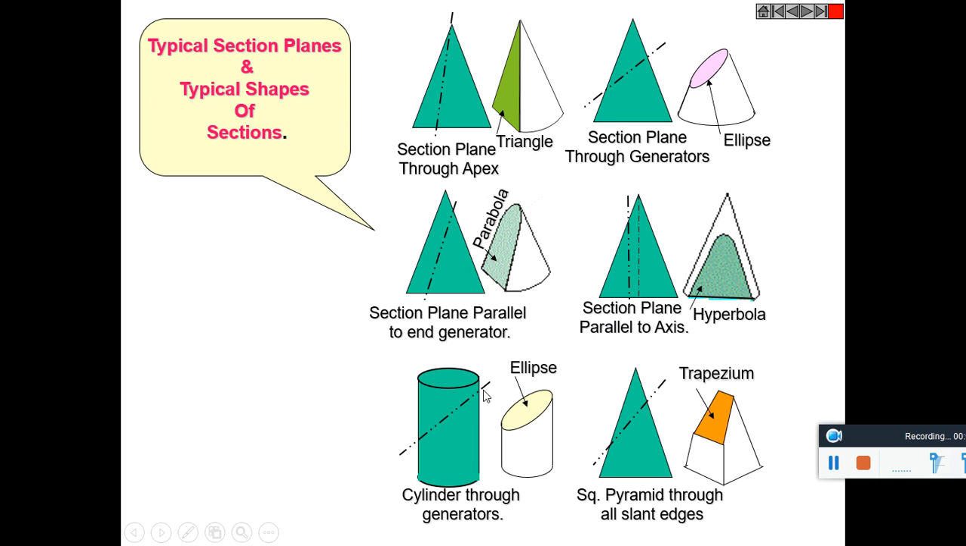When a cylinder is cut in this direction, we get the shape of an ellipse. And when the square pyramid is sectioned through this plane, we get a trapezium.